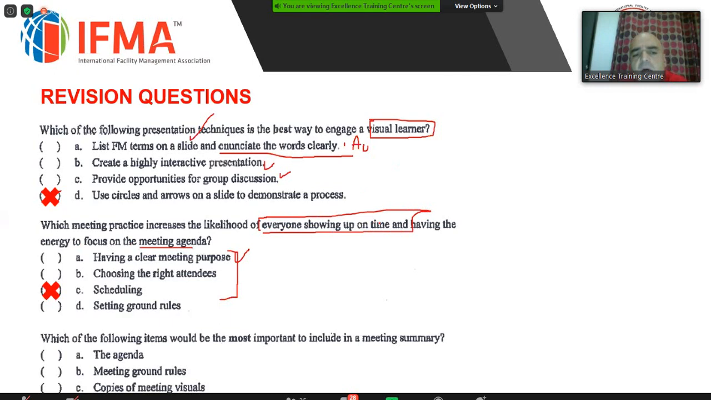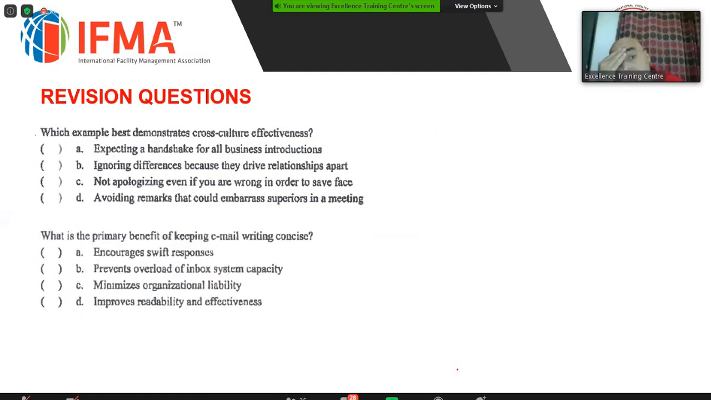Which of the following items would be the most important to include in a meeting summary? So here again, look at the keywords. The keyword is the most important. If you look at all of these, all of these are potential things to include in your meeting summary. You can say that on so and so date we convened and it was this agenda and the following ground rules were followed and this is an attachment of the presentation and these are the key decisions made. So out of these four, which is the most important to include in a meeting summary? Agenda, sir. Key decisions made. Yes. Key decisions made.